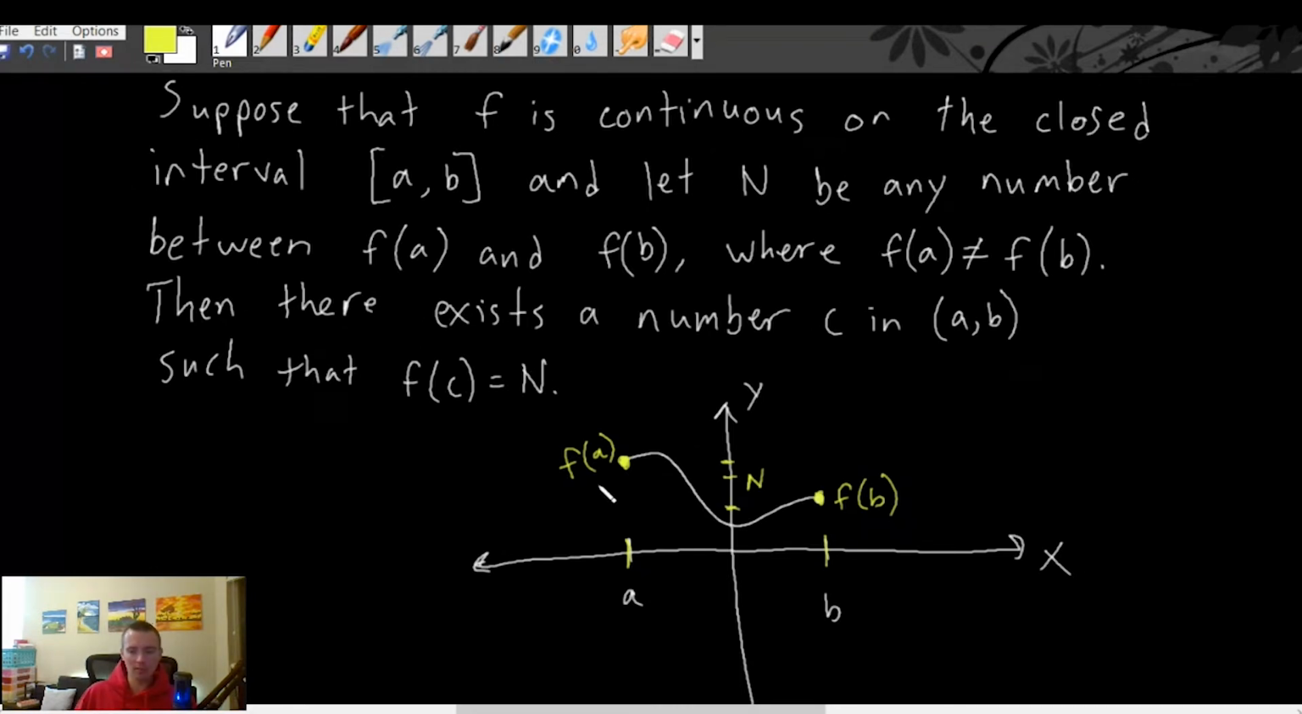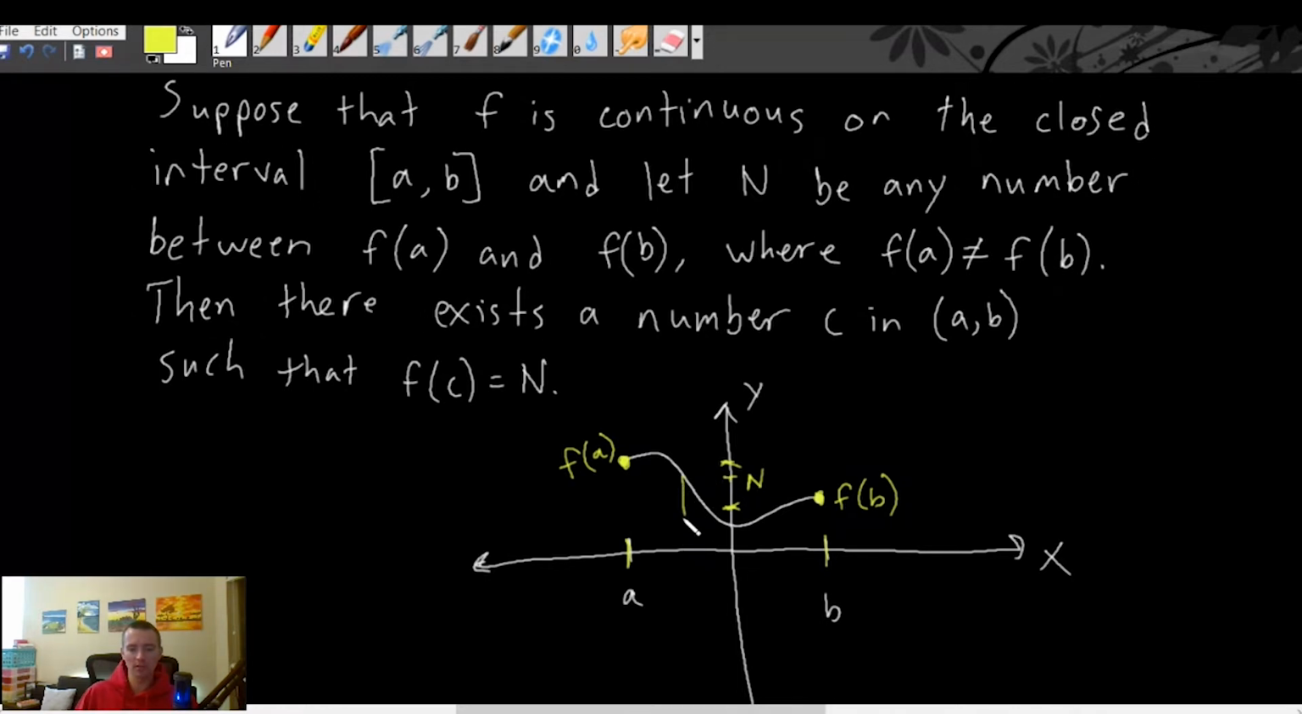So basically what this is saying is if we know our function's continuous, we know that our y values of our function at these endpoints, a and b, are not equal to each other. Basically, that's saying there's a possibility to pick some number between those two outputs, those two y values. And since we know the function is continuous, no matter what n we pick between here and here, there's some x value that we can plug into our function to get this n as an output.